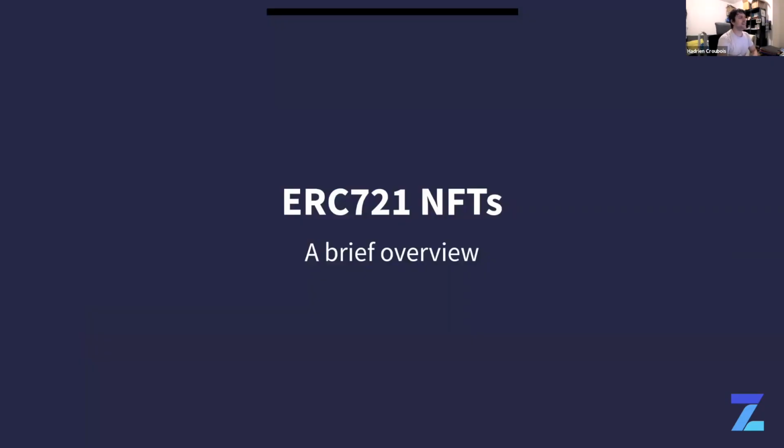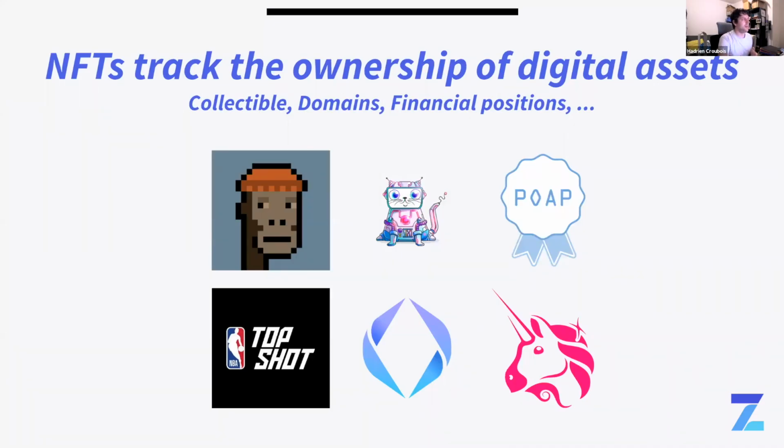So first, ERC721 NFTs. Before we go into the details, most of you should be familiar with what it is, but let's just have a very quick view of what they are used for. In the end, people think about collectibles, about CryptoPunks, CryptoKitties, and that's part of what an NFT is. But at the blockchain level, an NFT is just a way to track the ownership of a digital asset. And this digital asset can be a collectible, but it could also be something more abstract, like an ENS domain name, or even a liquidity provider position on Uniswap V3. These are NFTs as well.